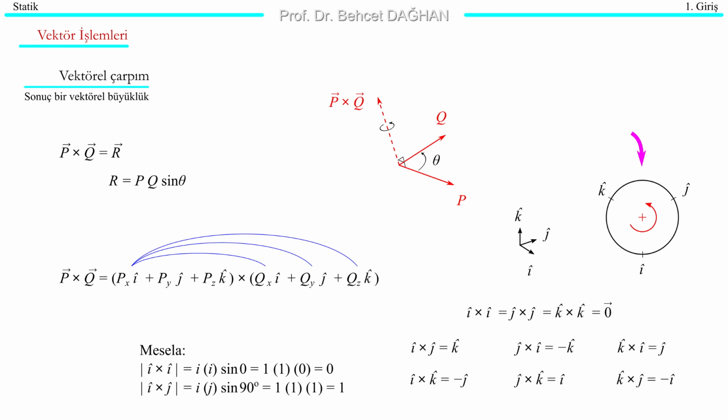Let's multiply i by j by cross product. Which direction are we going when we take the shortcut from i to j? We're going in the positive direction. Therefore, the result is positive k. If we multiply j by i, this time we're going in the negative direction. We're going from j to i negatively. The result is minus k. We can do other alternatives like this and find the result.